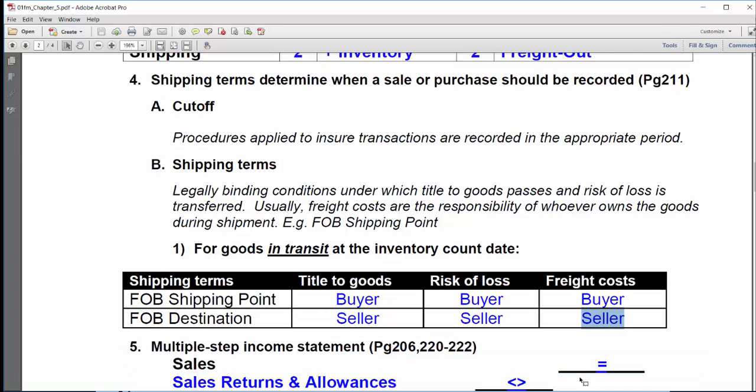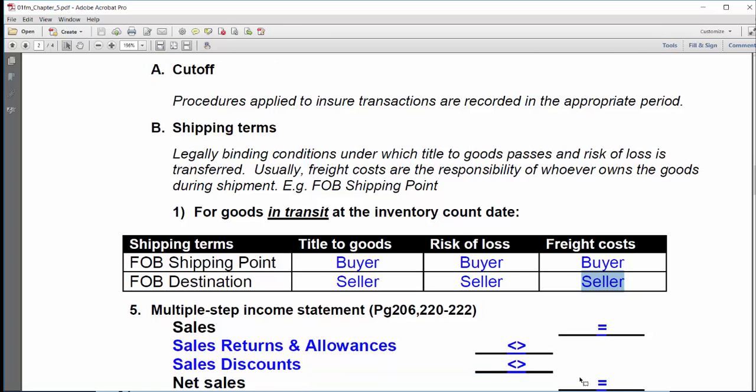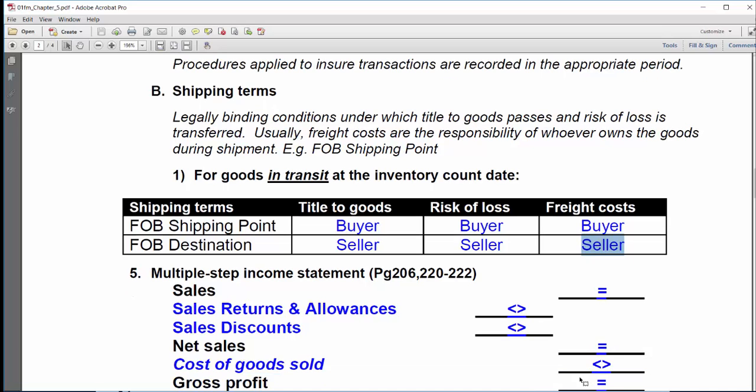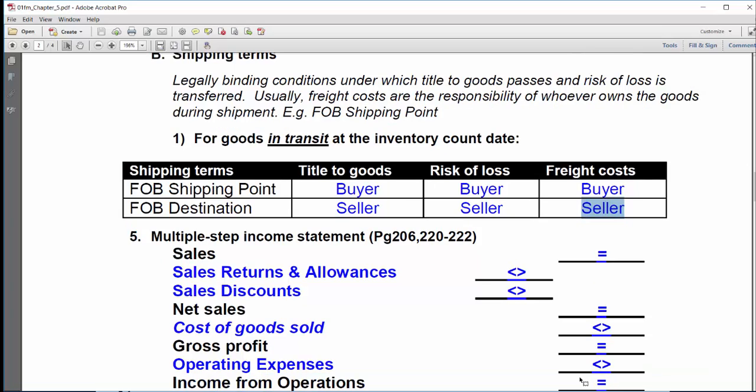First, sales minus sales returns and allowances minus sales discounts will equal net sales. Then we'll get our cost of goods sold and subtract that, and that'll give us something called gross profit. So net sales and gross profit, new subtotals you've never seen before. We'll include our operating expenses next, which are mostly all of our other expenses except for cost of goods sold. And we'll get something called income from operations.